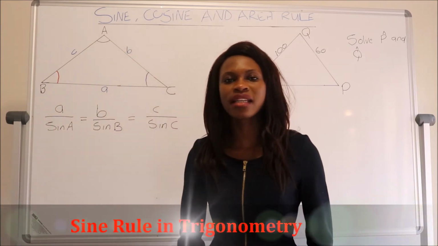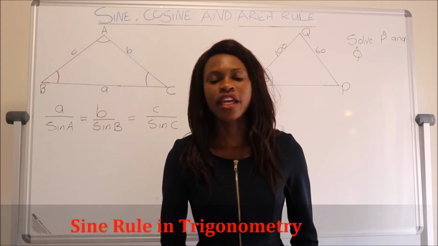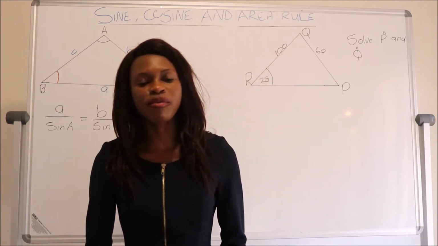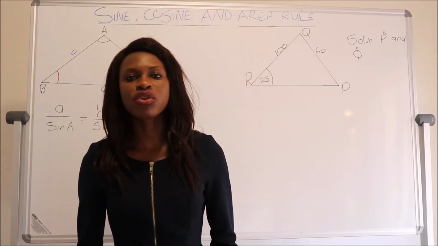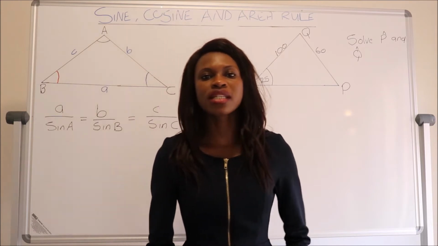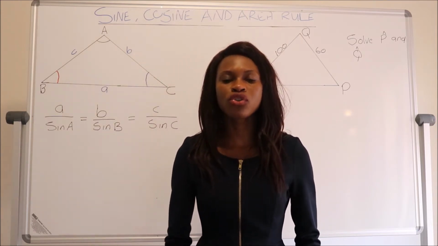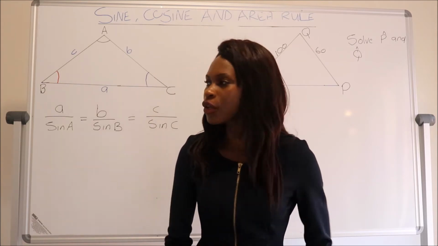Welcome to lesson 84, in which we will be looking at the sine rule when solving a non-right angle triangle in trigonometry. With a non-right angle triangle, we cannot use the theorem of Pythagoras. The only things we can use are the area rule, the cosine rule, and the sine rule, of which in this lesson we will only be focusing on the sine rule to see how we can solve the non-right angle triangle in trigonometry.